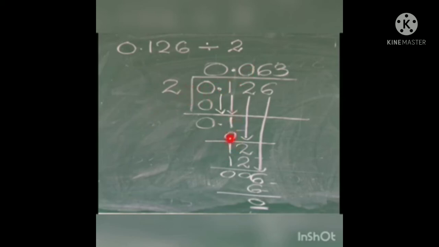So 1 minus 0, 1. Then writing down the next digit, what do you have? 12. 12, how many times? 6 times. 6 2s are 12. Again subtracting, 0. Writing down the last digit, what is it? 6. 6, how many times? 3 times. So this is the way you divide a decimal number by a whole number. You are studying only division of a decimal number by a whole number. Decimal number by decimal number you are not learning.